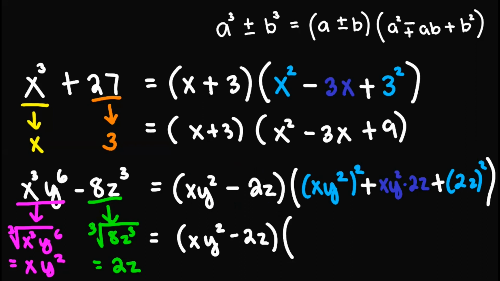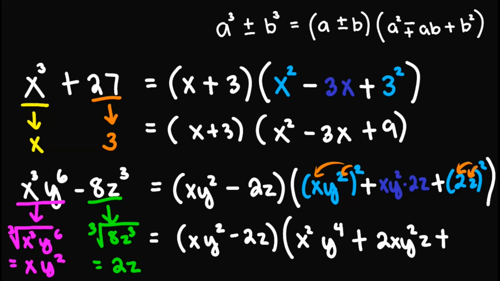we distribute the square out here, so we'll have x squared y raised to 4 plus 2xy squared z plus, distribute the exponent again, so we obtain 2 squared is 4 and z squared. And so this is the factored form of these binomials.